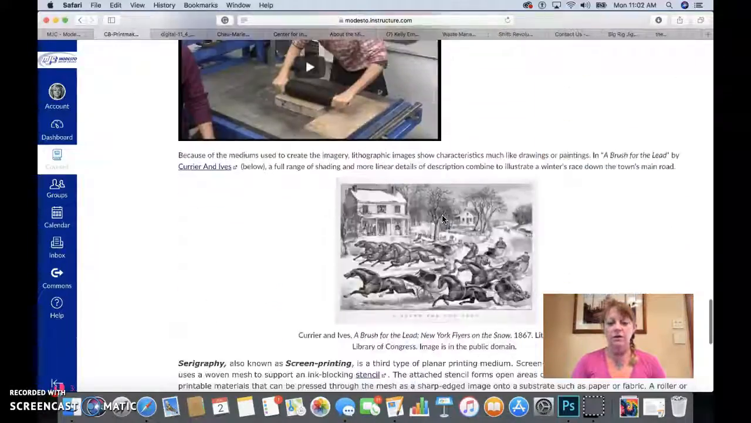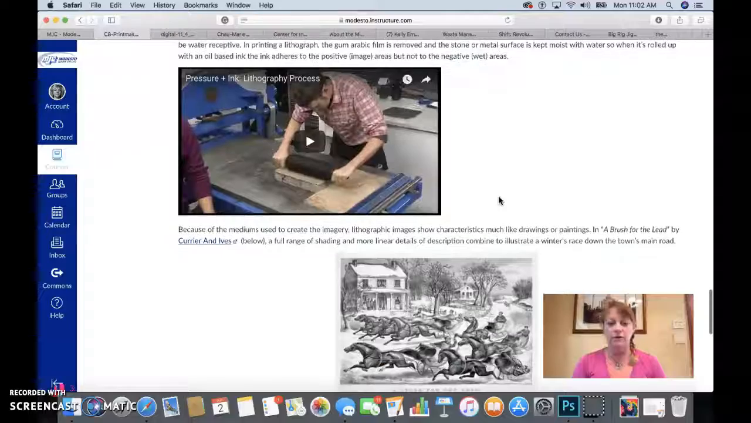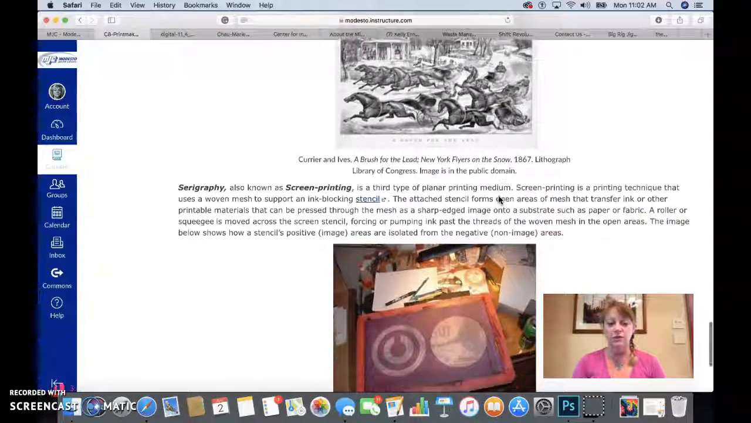And then we go into lithography. There's a great program at CSU Stanislaus. They have a great printmaking program there if you're really interested in this and you want to take some classes.